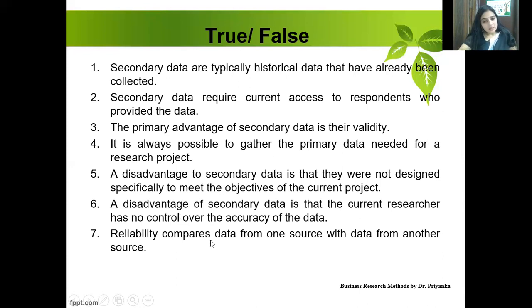Seventh, reliability compares data from one source with data from another source. Is it? When you compare data from one source to the other source, this is actually a kind of cross check. So it is false.